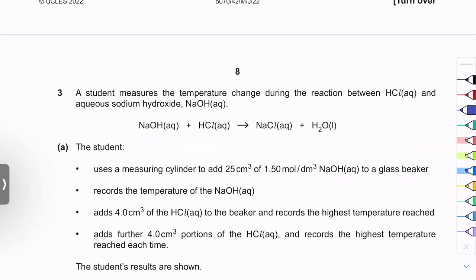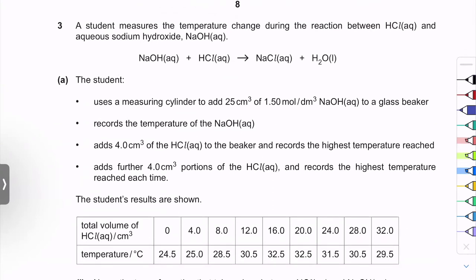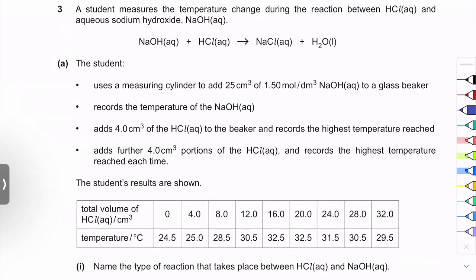Okay, so kya hai ye question? A student measures the temperature change during the reaction between HCl and this. Okay, temperature change kar raha wo. Usne obviously kis cheez se measure kiya hoga? What instrument might he have used? It's a thermometer. Thermometer, exactly. And over here, what kind of a reaction is happening here? Neutralization. Neutralization, very good. Neutralization is exothermic reaction.